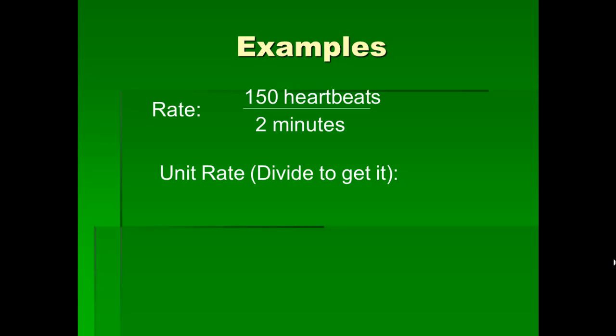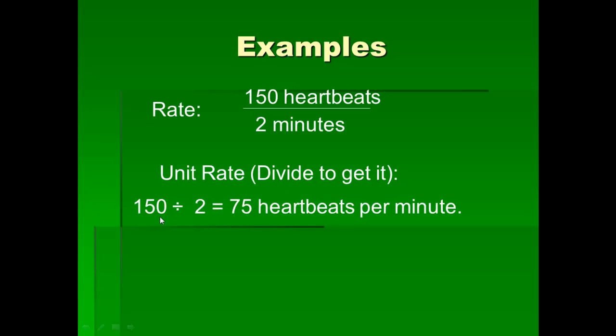Example: rate, 150 heartbeats over 2 minutes. Unit rate: divide to get it. 150 divided by 2 equals 75 heartbeats per minute.